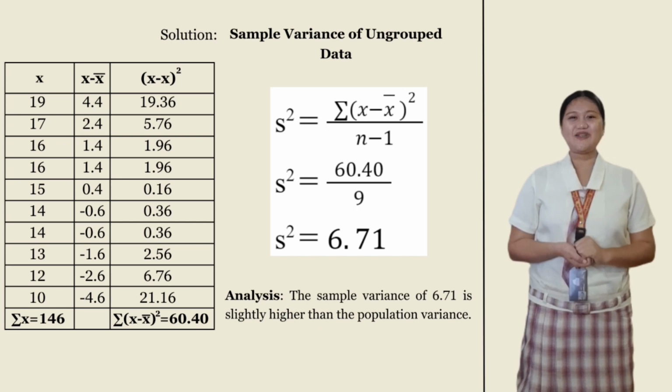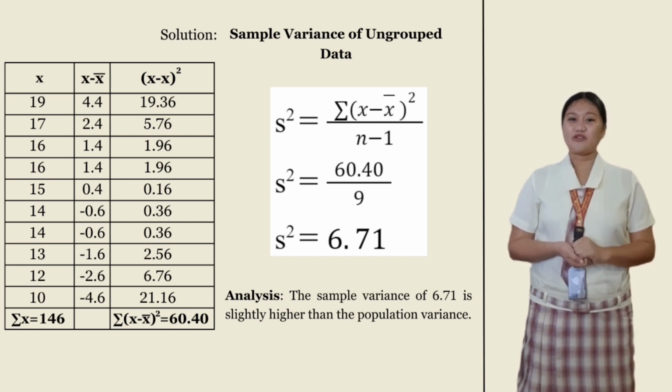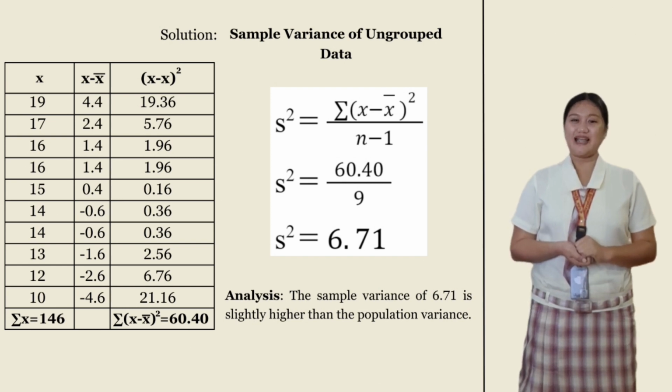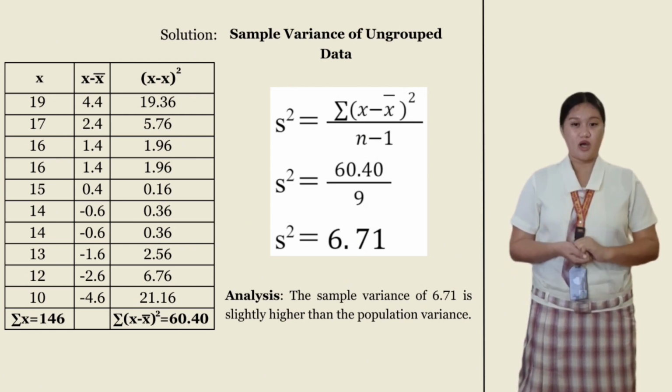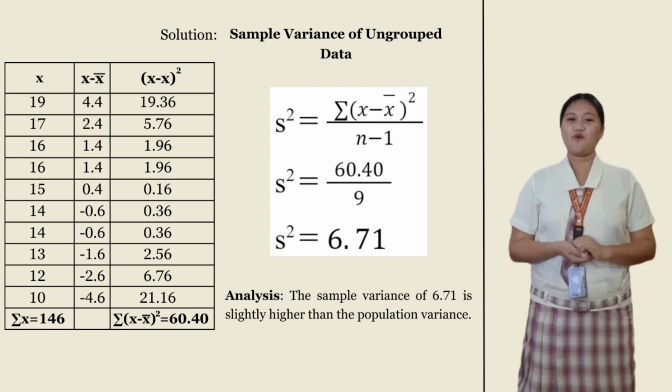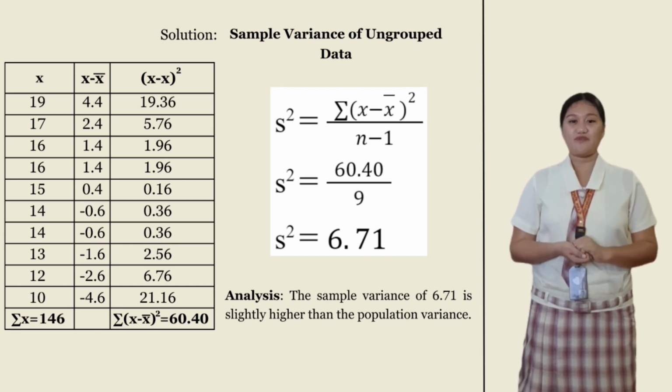And now, let's solve the sample variance of ungrouped data. Sample variance is equal to the summation of the square differences between each data score and the sample mean, divided by the total number of the data scores minus 1. So we have here 60.40 for the square difference between each score and the mean value. And we also have 9 for the total number of the scores minus 1. So 60.40 divided by 9 is equal to 6.71, and the sample variance is 6.71.